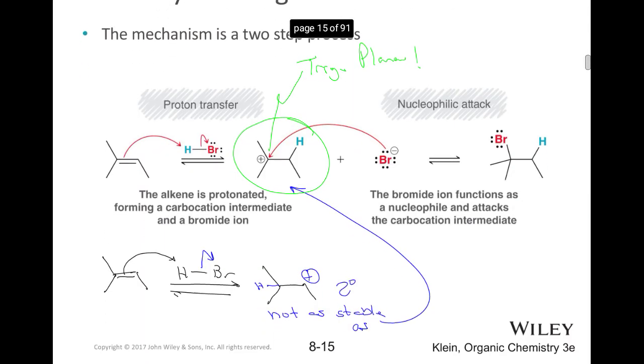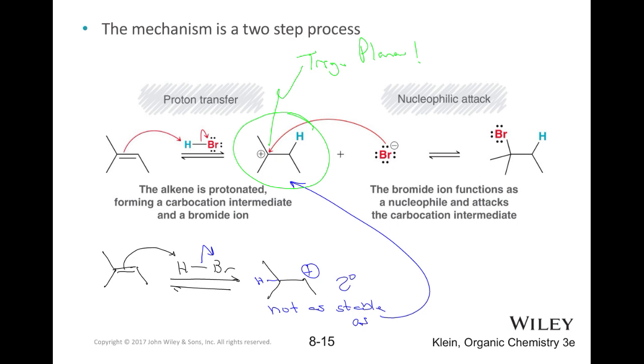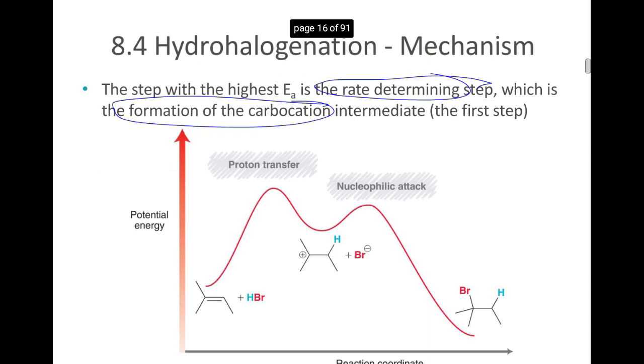Okay, so here's the mechanism. The mechanism is a two-step process. The first step is a proton transfer to form the carbocation, and if you notice in this case right here, we form a tertiary carbocation. Okay. And then our bromide functions as a nucleophile, comes in and gives us our final product. And what I've drawn here is that if we were to do the addition of the hydrogen, the proton, and if we formed the secondary carbocation, that's a less stable carbocation than a tertiary carbocation, so that is not going to be a preferred mechanism. So that explains the Markovnikov addition mechanism.